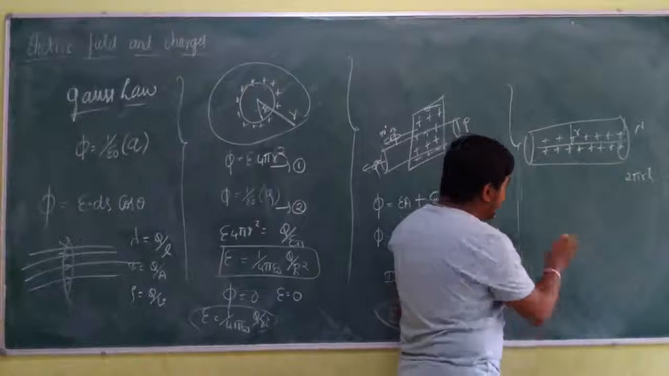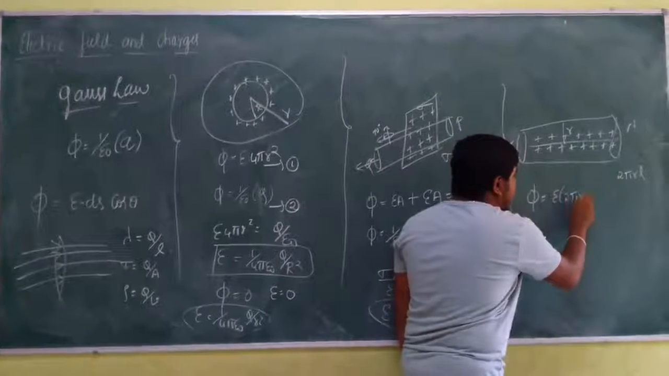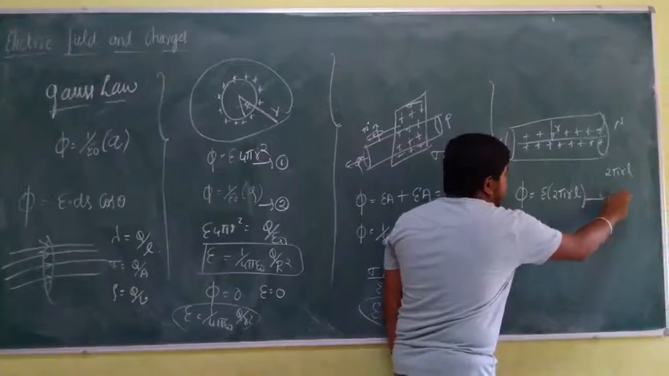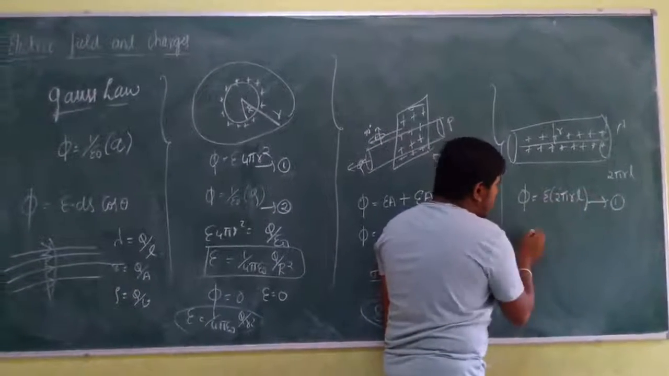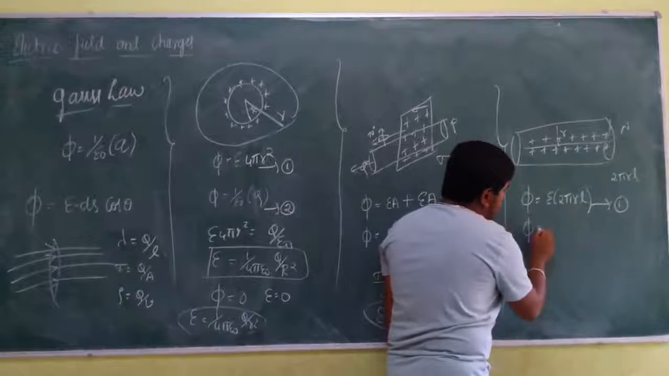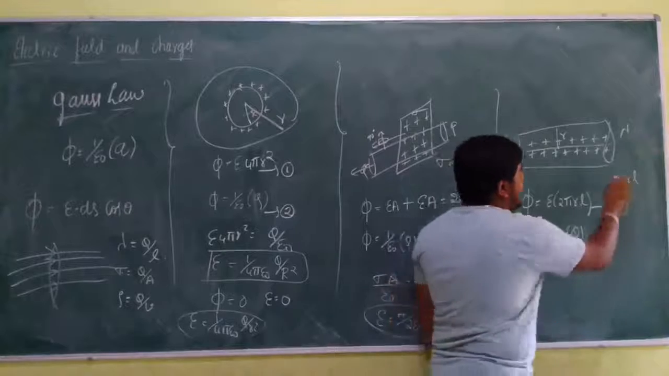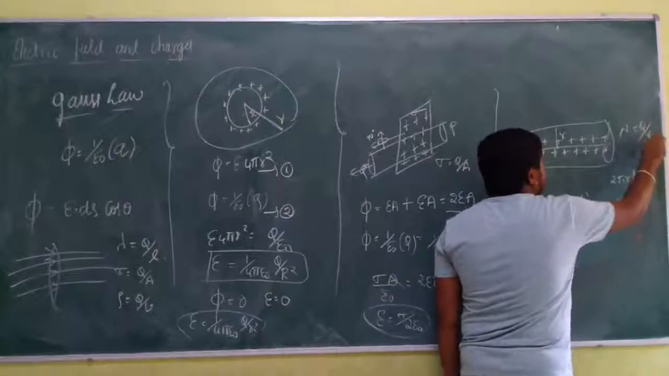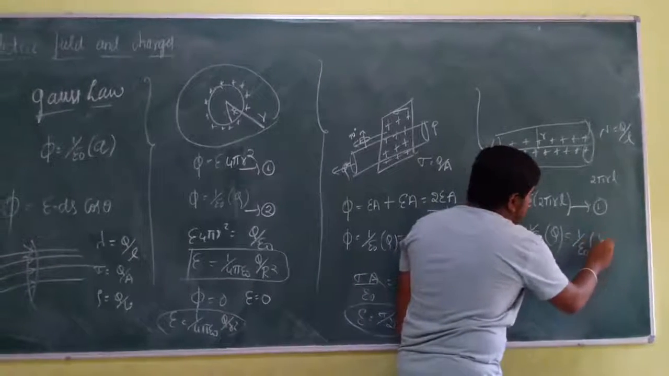What we do is flux is equal to EA cos theta, E into 2 pi rL. So we know the definition of flux. According to that, flux is equal to E into 2 pi rL. According to Gauss law, flux is equal to 1 by epsilon naught times net charge. But charge per unit length is equal to lambda. So Q is equal to lambda L. 1 by epsilon naught times lambda L.